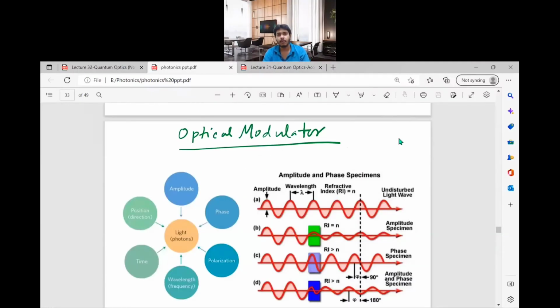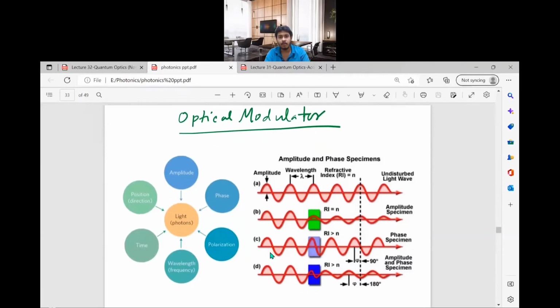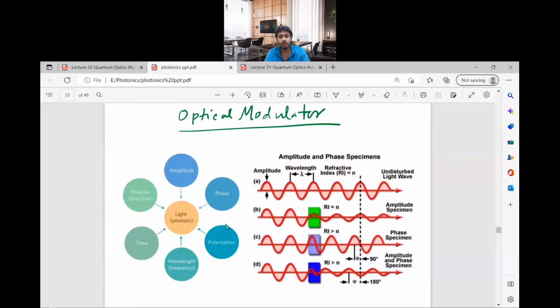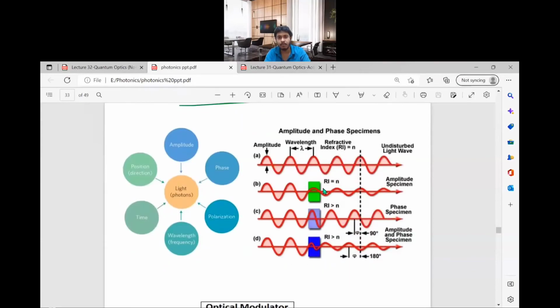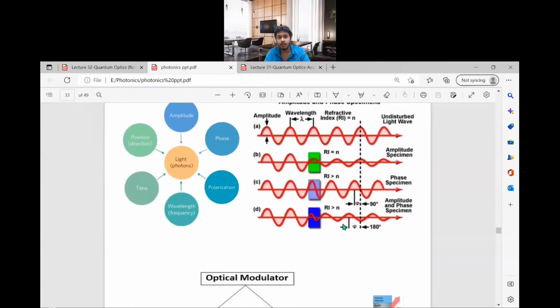Next, we will move on to optical modulators. An optical modulator is a device that can change the light's phase, amplitude, polarization, time, direction, wavelength, and frequency. So modulators can modulate all these properties of the light. Some examples are given here. Here the amplitude is modulated, the value is reduced, and you can also modulate the phase. So you can modulate both.